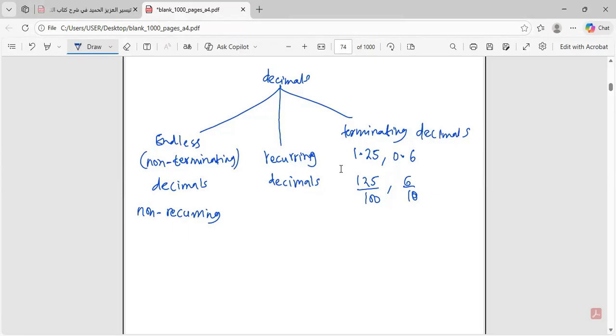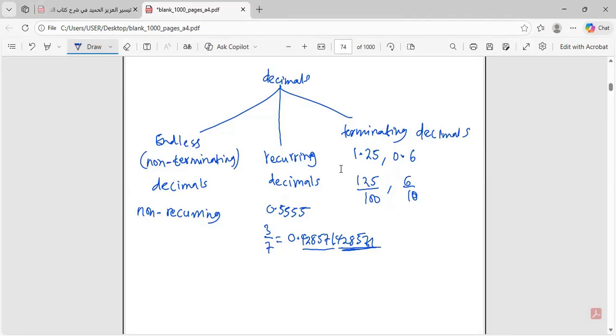Decimals like 0.5555. Decimals like the ones you get, for example, from 3 over 7. 3 over 7 gives 0.428571 428571. You can see this 428571 is repeating itself. That's why it's called the recurring decimal.